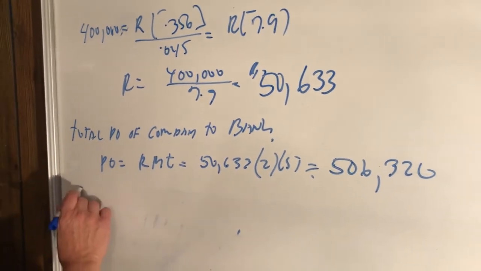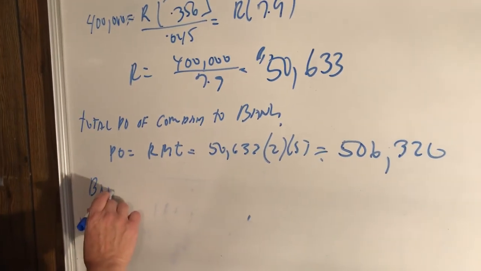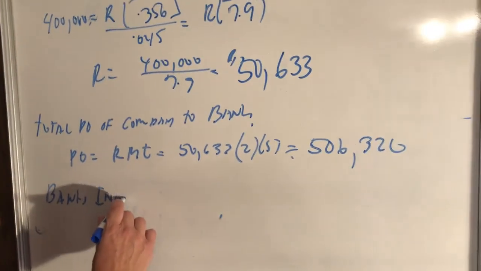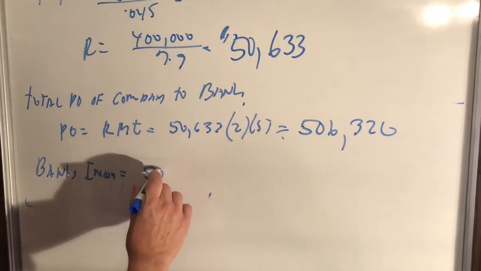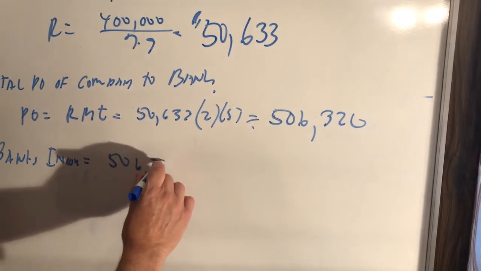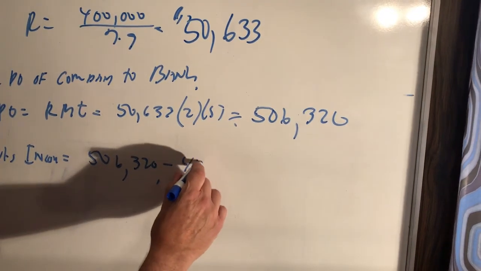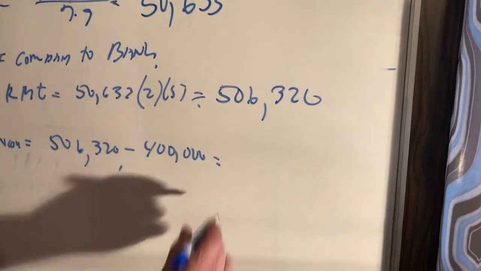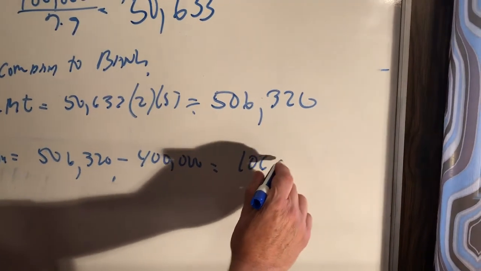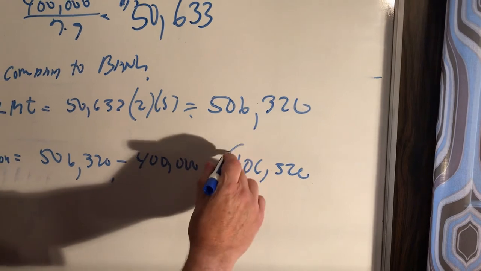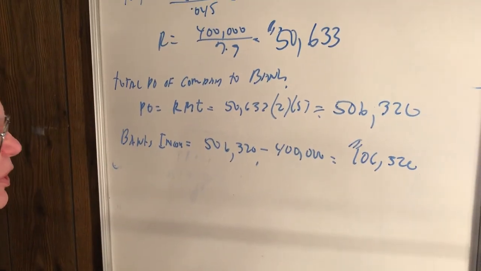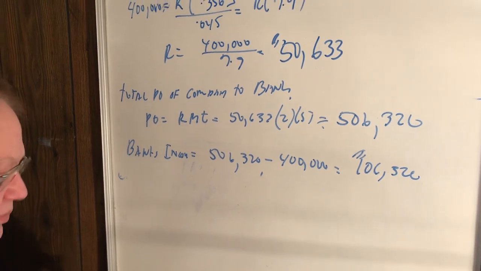So what did the bank make? The bank's income, what's called interest income, is 506,320 minus 400,000, right? So 106,320. We're at 15 minutes again. Okay, we'll stop. And now we'll go to the second possibility. So let's put those up here. Let's stop. Okay.